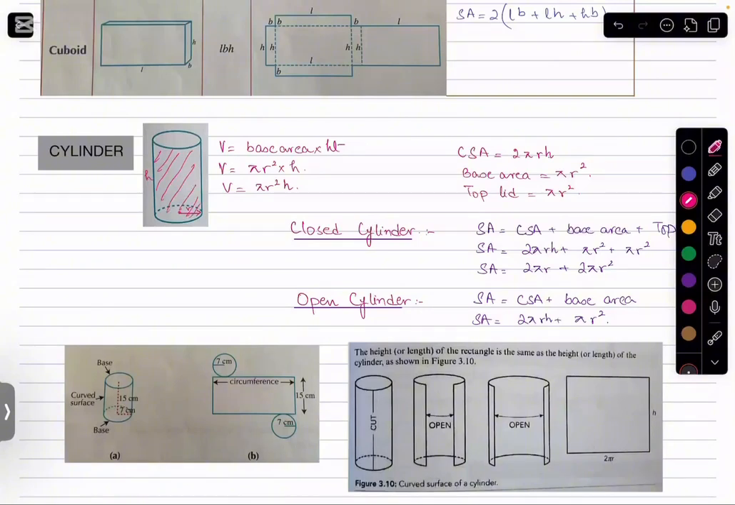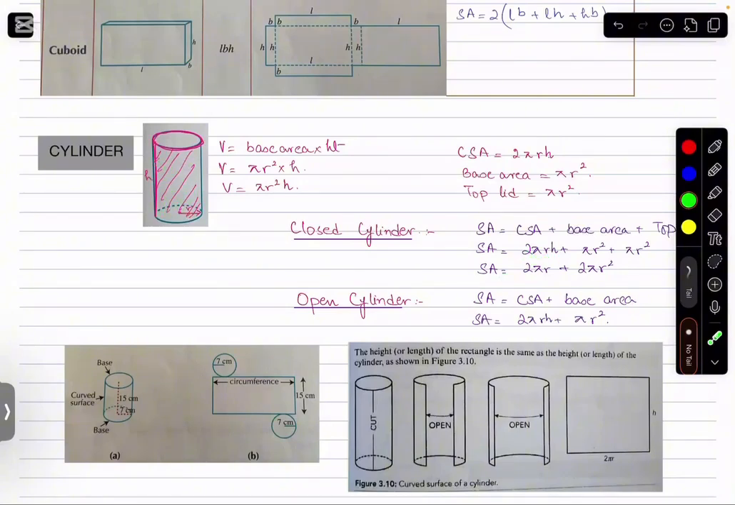How do I get the curved surface area? I can see that I have the circumference going throughout the height. So I can say that this circumference 2 pi r multiplied by this height should be my curved surface area. Curved surface area is 2 pi r times height. What is the base area? That's pi r squared. So if I need to get the surface area of the closed cylinder, I have the base area pi r squared, I have the top also, which is pi r squared, and then the curved surface area, represented by this side, which is 2 pi r h.